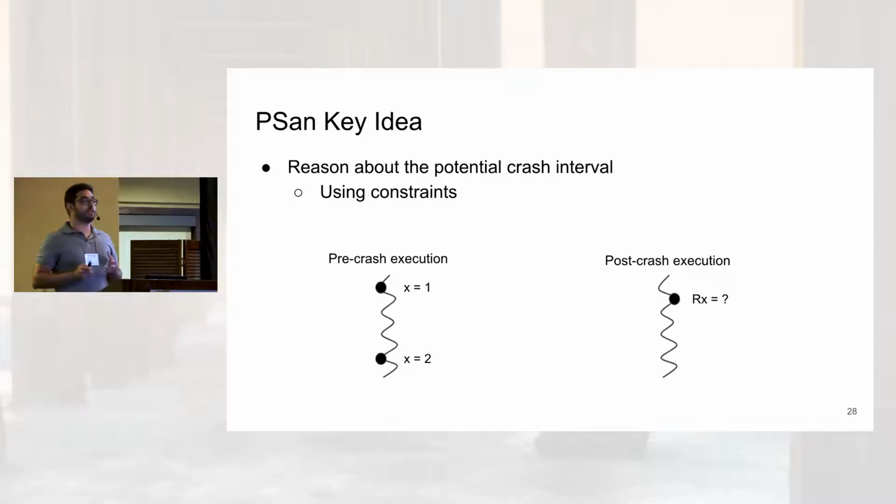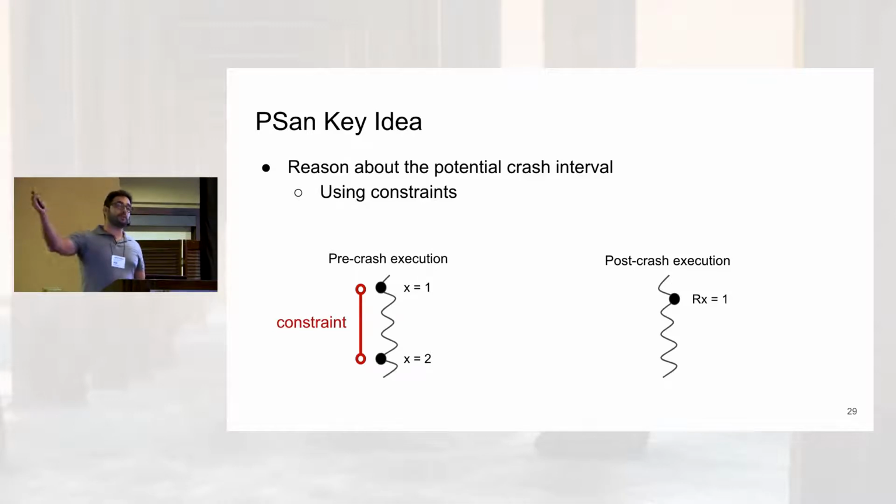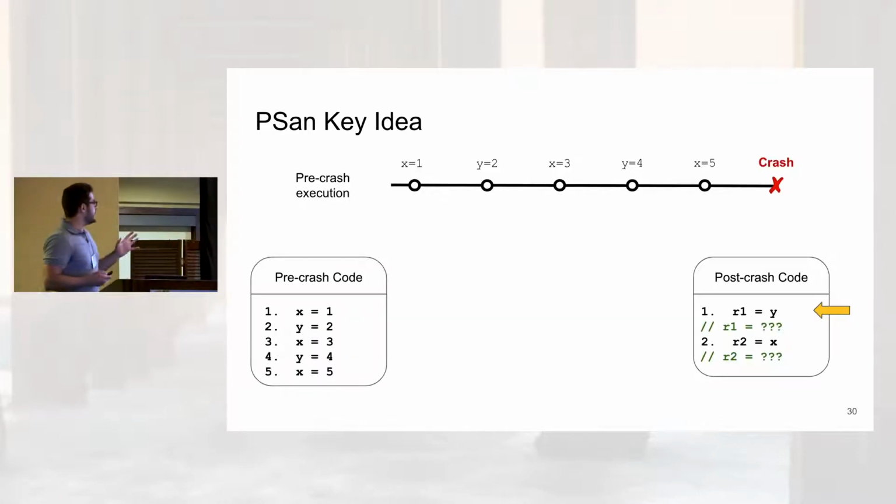Each potential crash interval is a constraint that specifies where an equivalent execution should crash. Each load in the post-crash execution that reads from a store in the pre-crash execution updates the constraint. At any point, if the constraints aren't satisfiable, then the execution is not robust. Let's see an example to show the idea here.